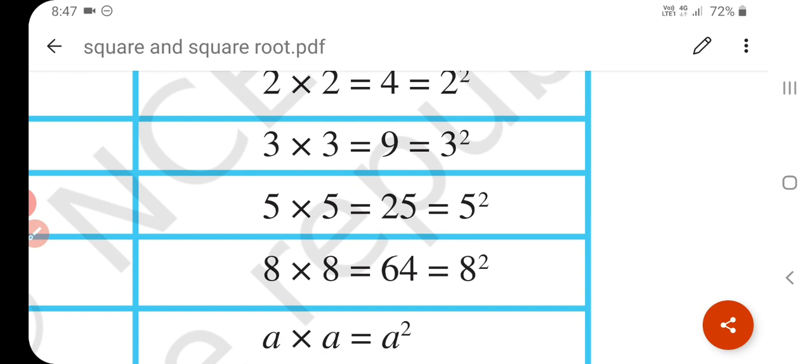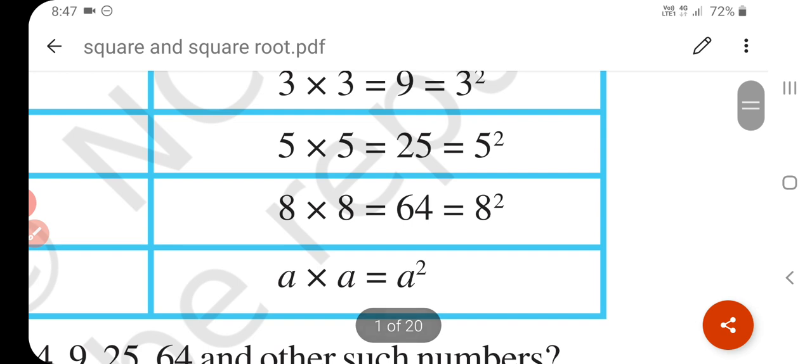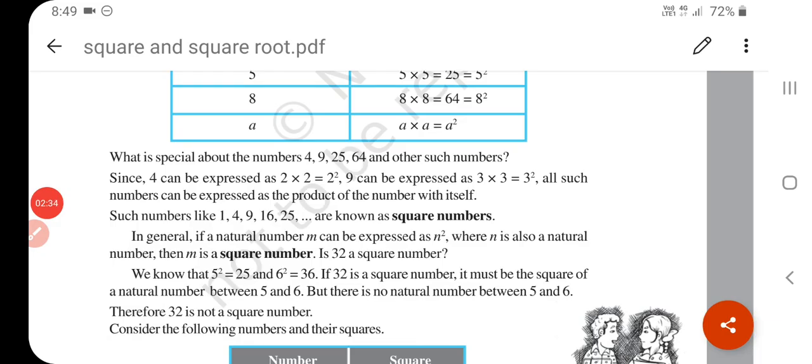Remember, the number is called the base, and it is multiplied by itself only once, which means its power or index is 2. That means a into a: the number is a, and you have to multiply it by a. So a into a is a square. Here the base is a and the power is 2. This is how you have to write the square of any number. So student, the square of a number is the product of the number with the number itself.